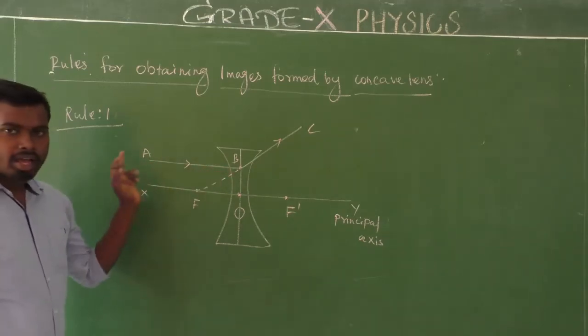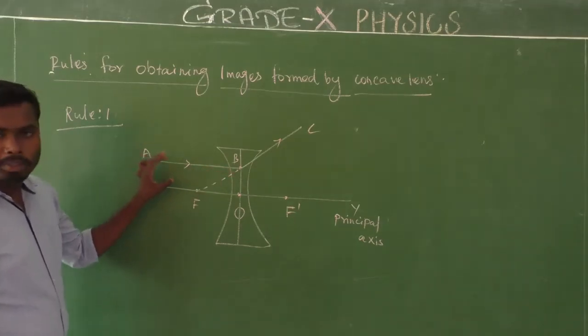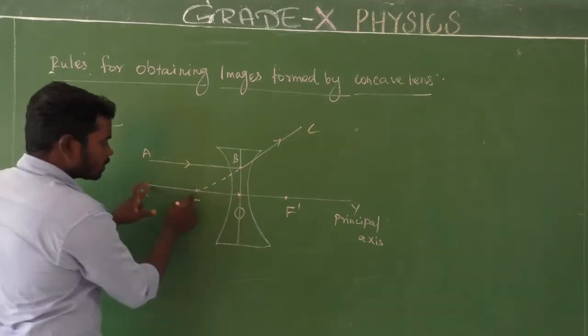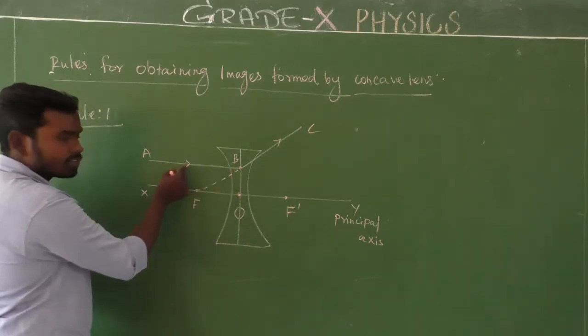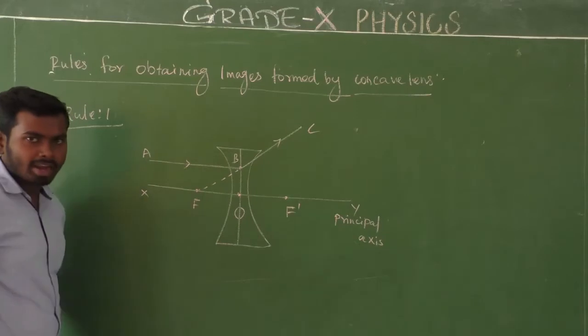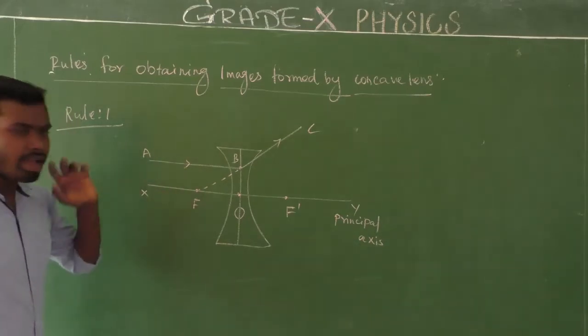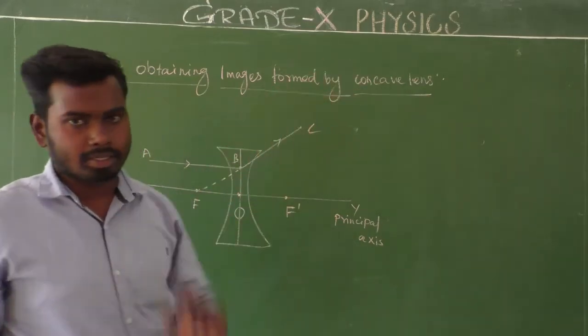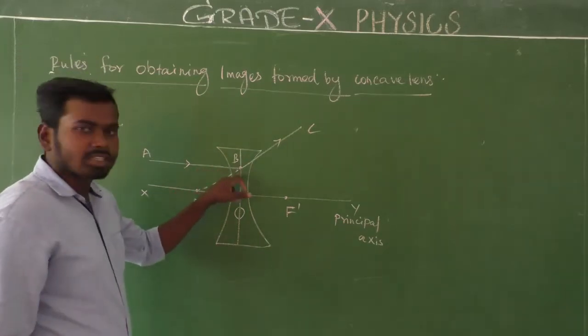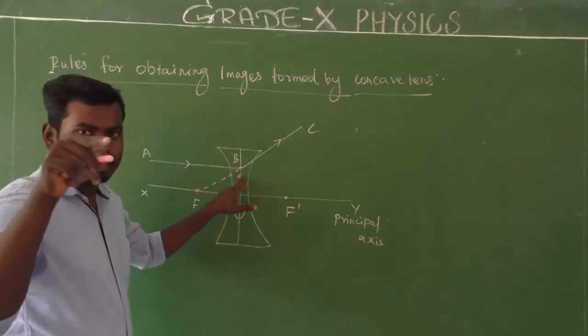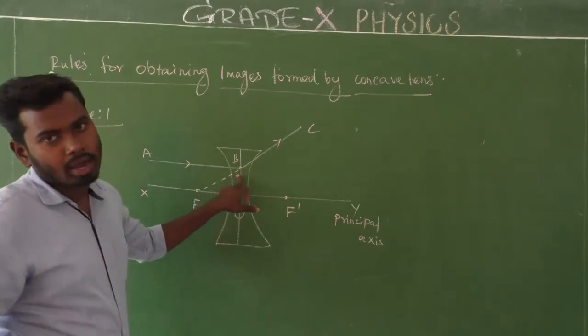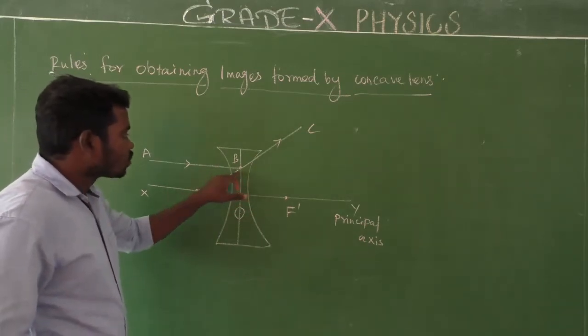Next, consider a ray of light which is parallel to the principal axis. XY is the principal axis. So this ray of light, parallel to the principal axis, falls on the surface of the glass, which means the concave lens. Am I right? What is the next move there?